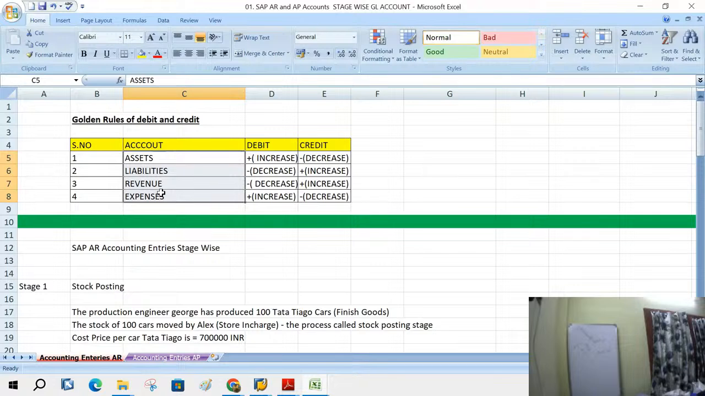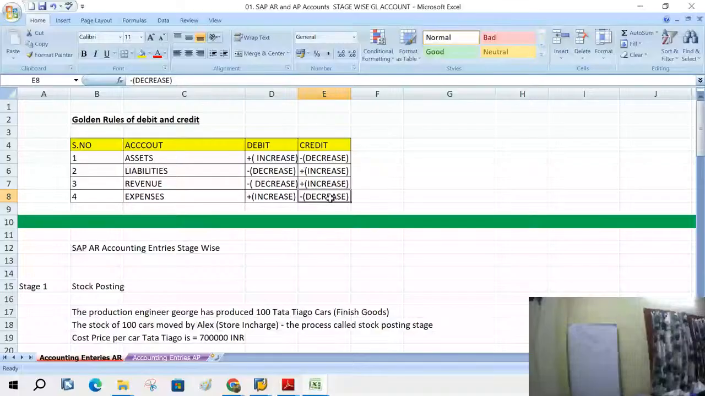Now, the golden rule you think here. What is the golden rule saying? If the asset is increasing, you will debit it. Clear? You see here, if the asset increases, you will debit that value. If the asset decreases, you will credit. In the same way, if liability decreases, then you will debit it. Liability increases, you are going to credit it. Revenue decrease, increase. Expense increase, decrease. Clear?